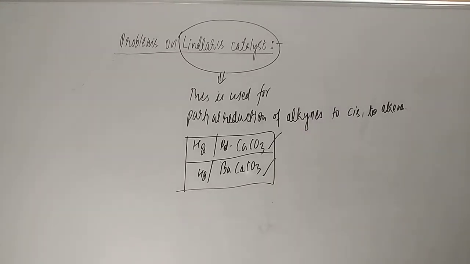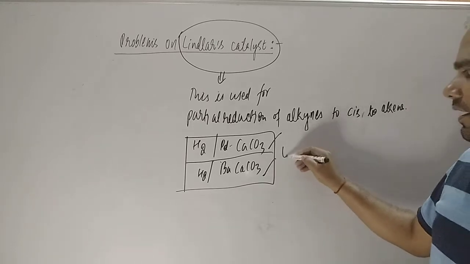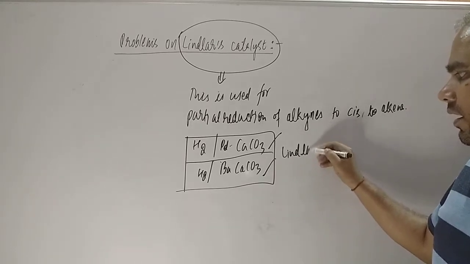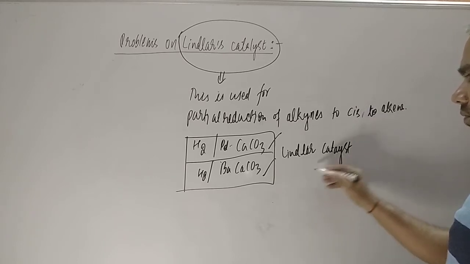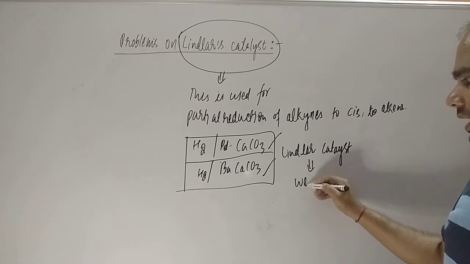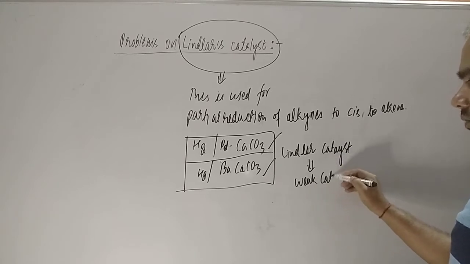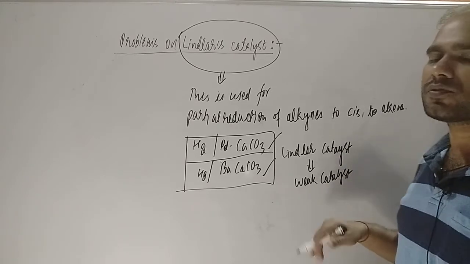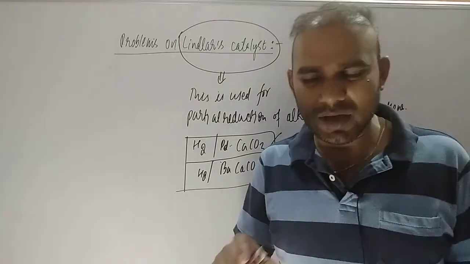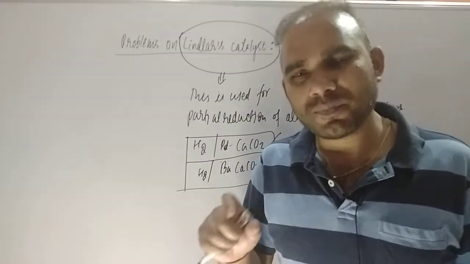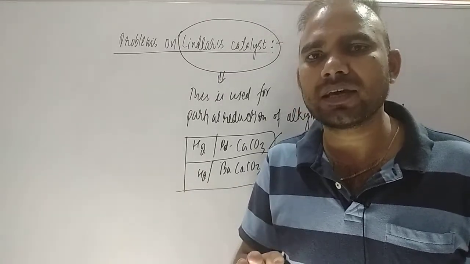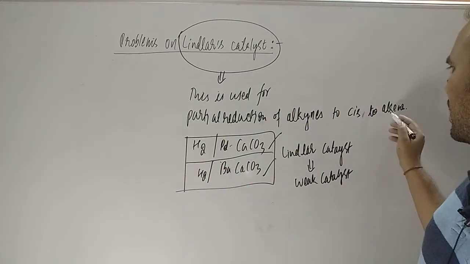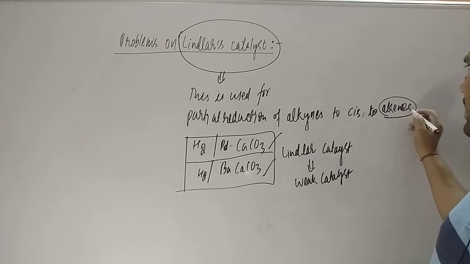These are known as the Lindlar catalyst. Lindlar catalyst is a weak catalyst, students, because if you take others like nickel, palladium, or platinum, they will completely reduce the alkyne to alkane. But what do we need, students? We need alkenes.